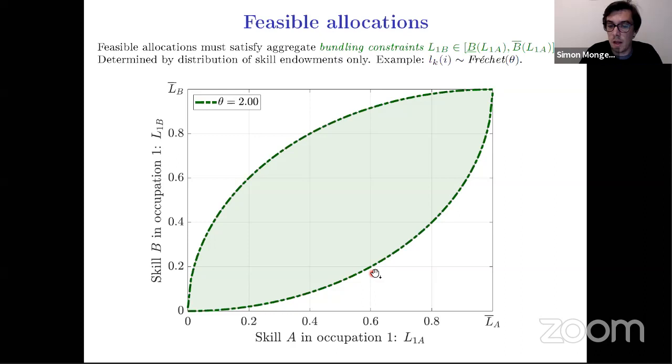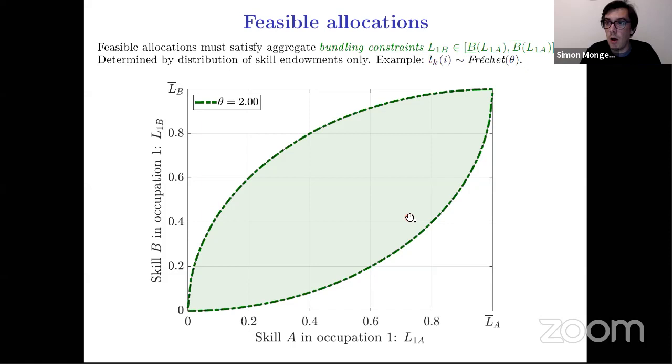The second point is that the slope of this lens is exactly given by the relative skill endowment of the marginal guy that's being used to construct the lens at that point. It's exactly his relative endowment, the relative endowment of skill B relative to skill A. So here I'm constructing the lens with guys who have a lot of skill B relative to skill A. Here we're using guys with a lot of skill A relative to skill B, and the lens is relatively flat. We can prove that it's convex by simple arguments, and it's continuously differentiable.